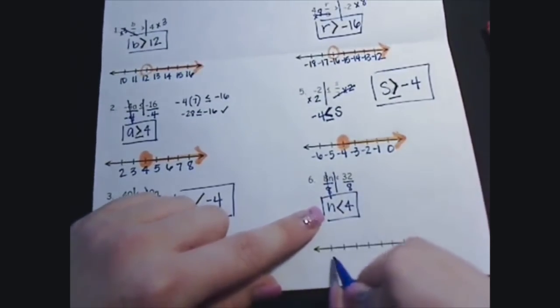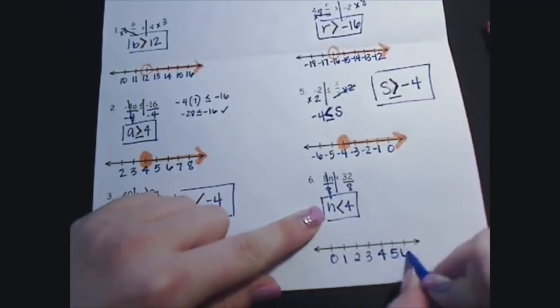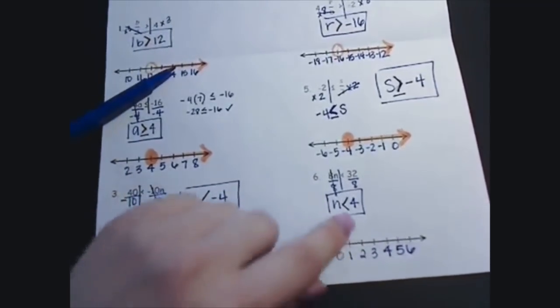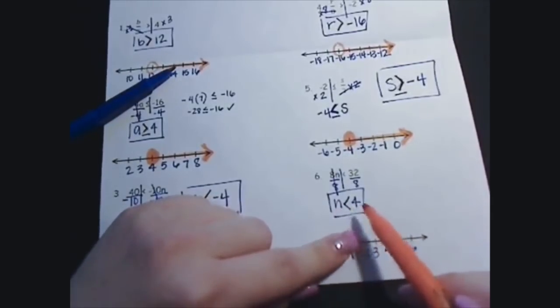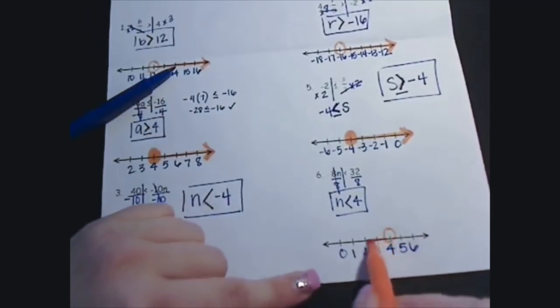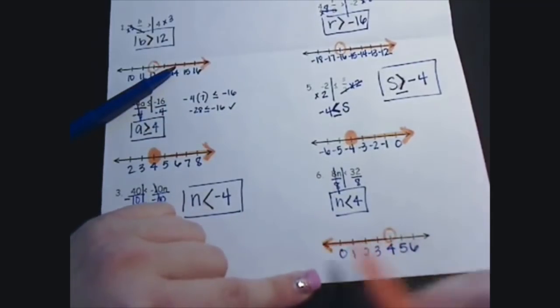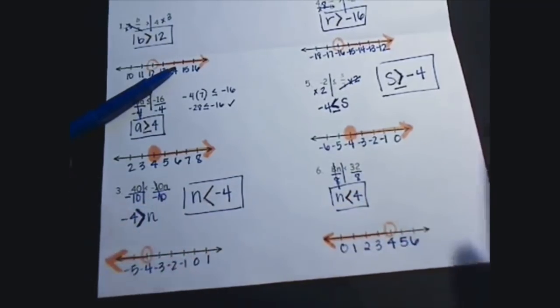So let's go ahead and graph this. I'm going to have my circle on +4, and I want n is less than 4, so it does not include the number 4, so I'm going to leave it open, and I want everything less than that, and my arrow matches my symbol. They both point the same direction, so I am good to go.